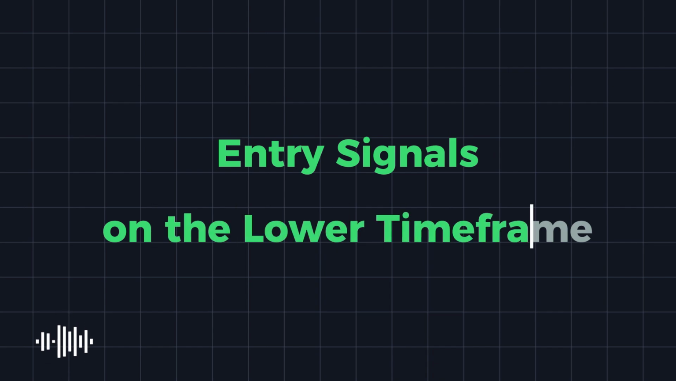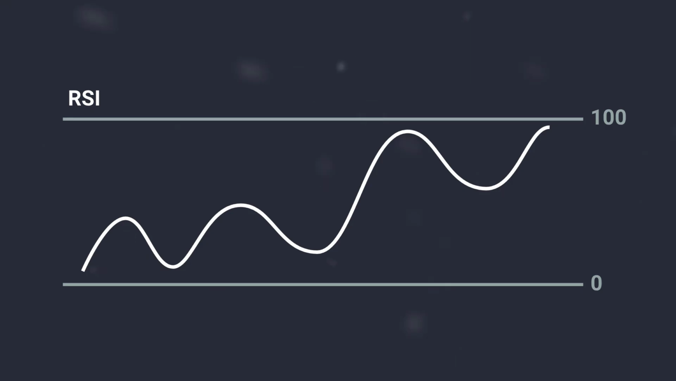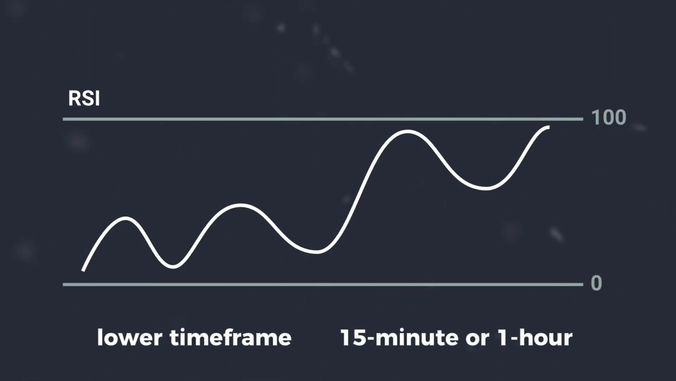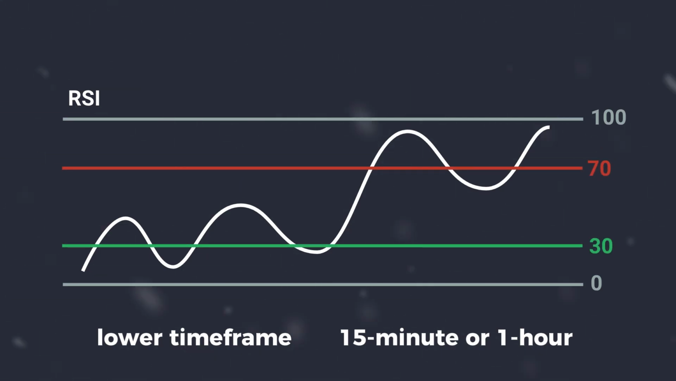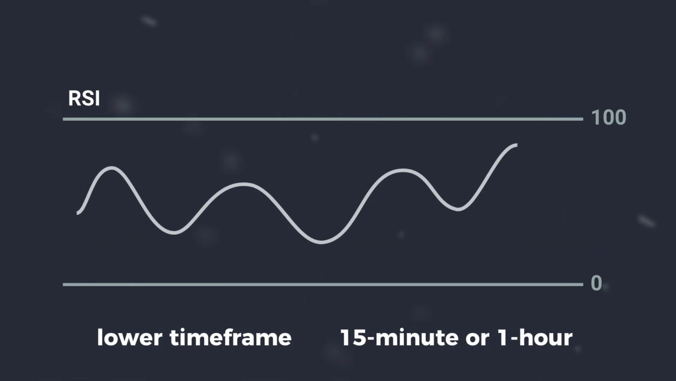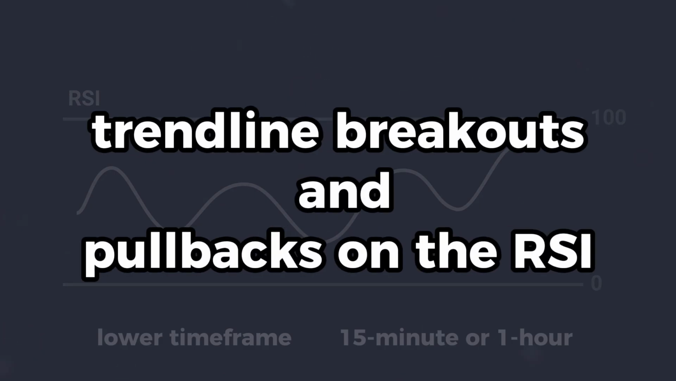Entry signals on the lower time frame. As mentioned, the lower time frame is where we determine our entry signals. In this strategy, we typically use the 15-minute or 1-hour chart for entries. While most traders rely on the RSI 30 and 70 levels to generate signals, this strategy focuses on something more dynamic: trendline breakouts and pullbacks on the RSI itself.